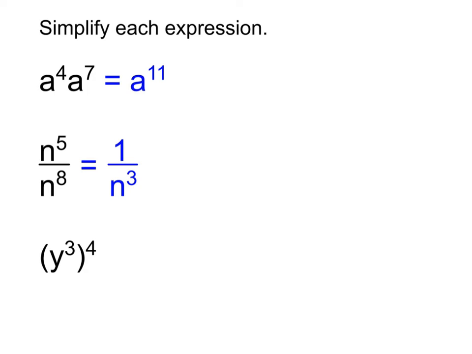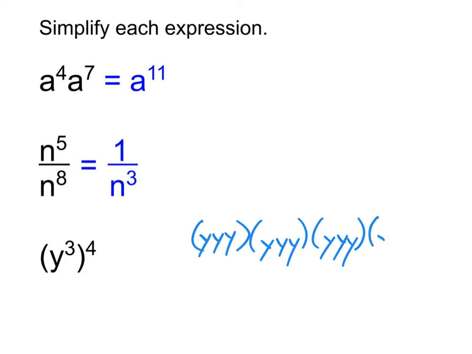I don't like that. You should know why the stuff works that you use. So, if I'm going to do y cubed to the 4th, that means I have y cubed times itself 4 times. Well, notice what that means. That means that we have 4 groups of 3. If there's 4 groups of 3, how many total are there? 12. And what did you do to get that number? You multiplied 3 and 4.